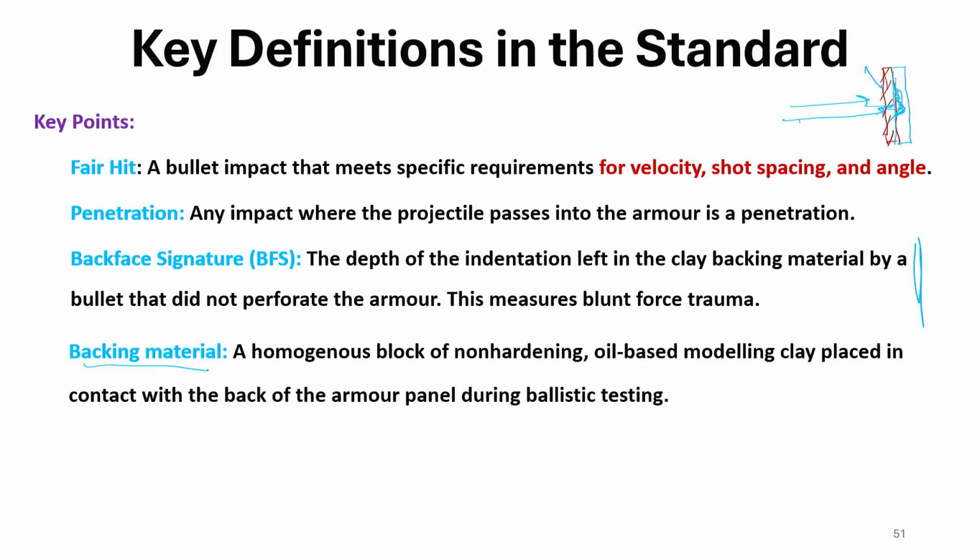Next is the backing material. For back face signature measurement we need some backing material. This is a homogeneous block of non hardening material, that is important. It should remain soft for a long time, because we cannot use any material which gets hardened quickly. So, oil based molding clay is the material which is placed in contact with the armor at the back side.